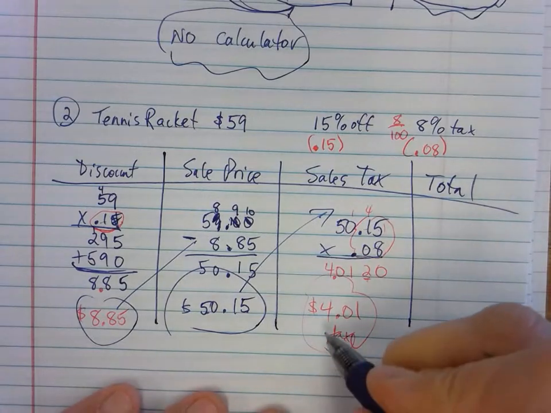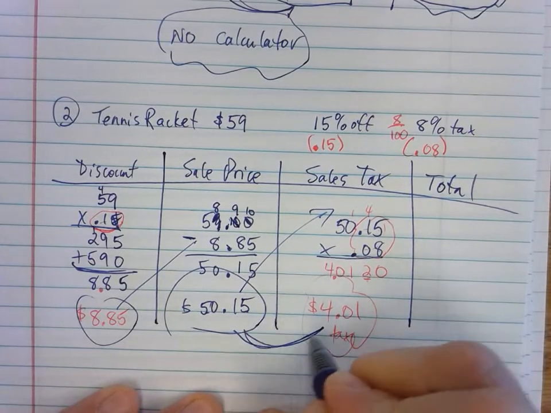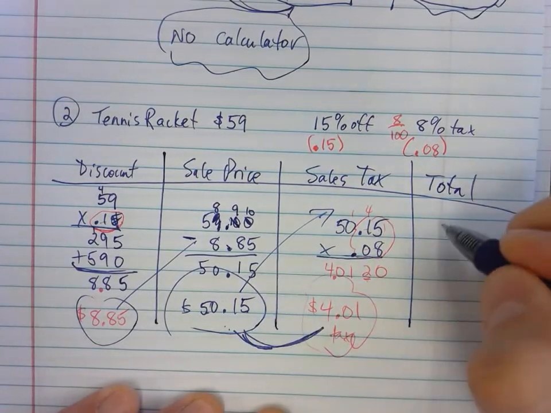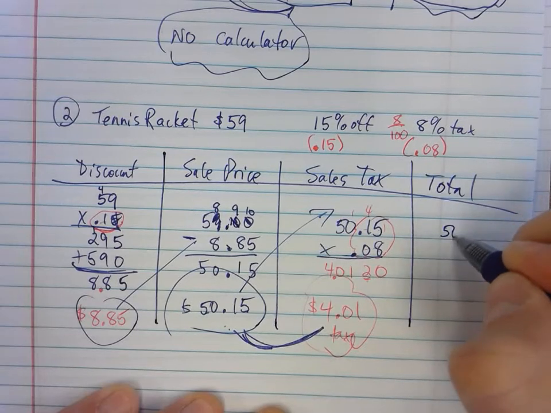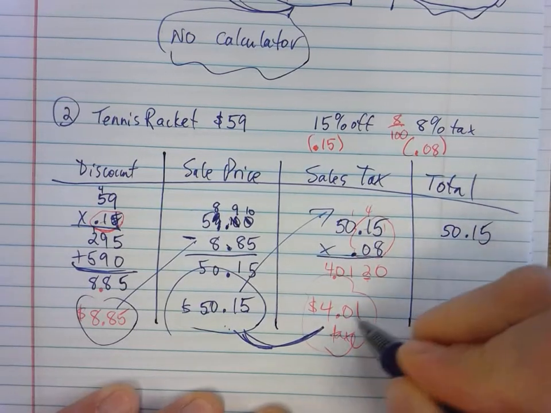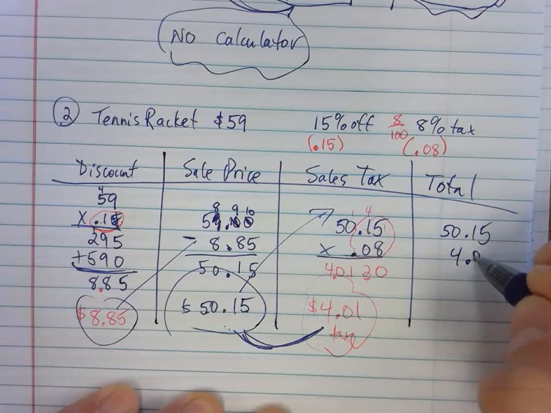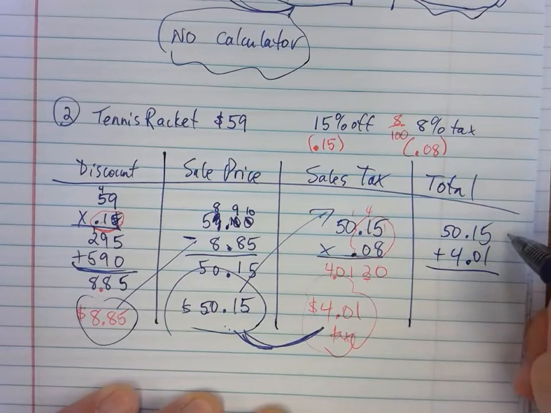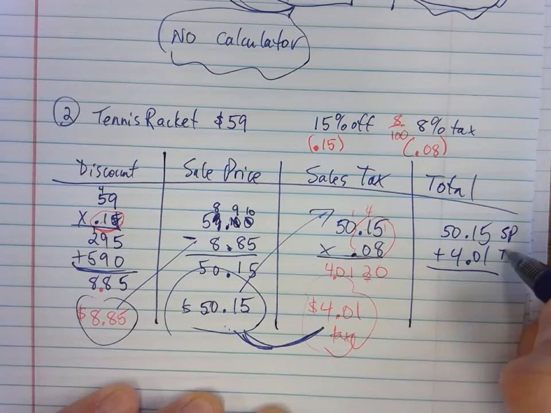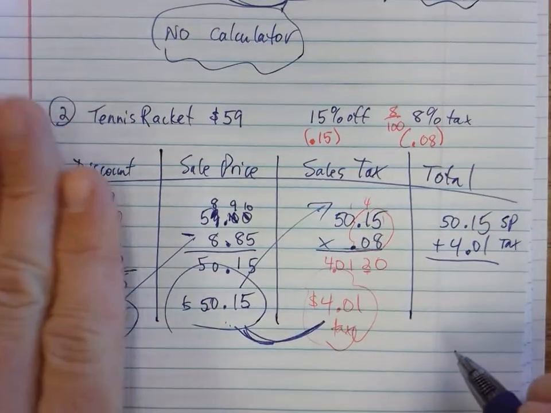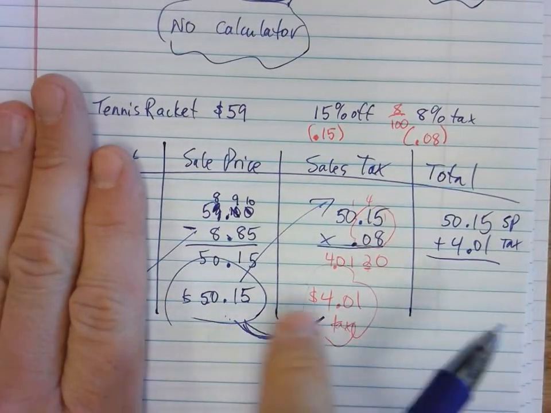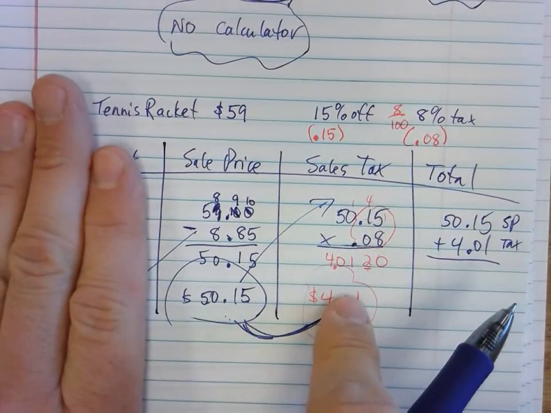Ha-cha-cha-cha. So again, I'm going to add these two together. The sale price is $50.15. The tax is $4.01. Add those up. So again, that's sale price plus tax. Don't use that. We're done with that. So you just add these two together in the sale price and sales tax category.